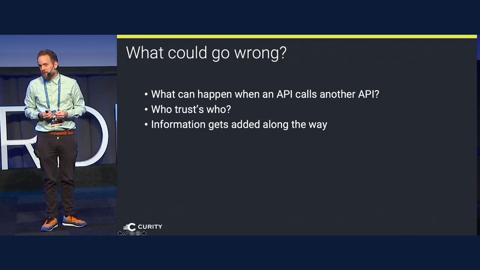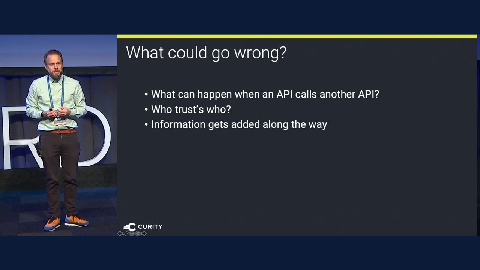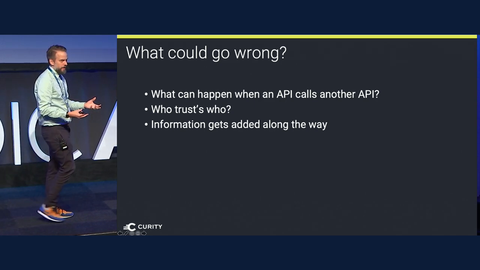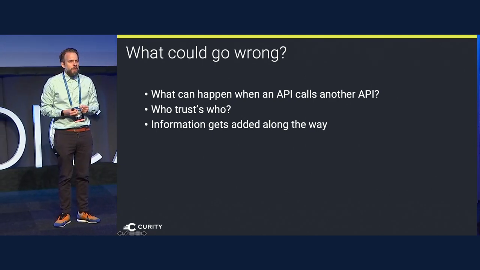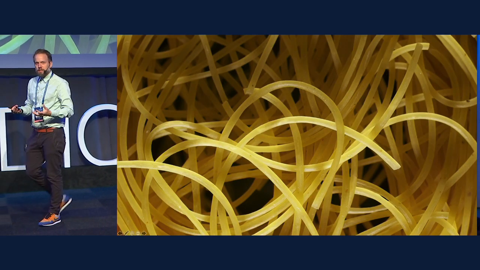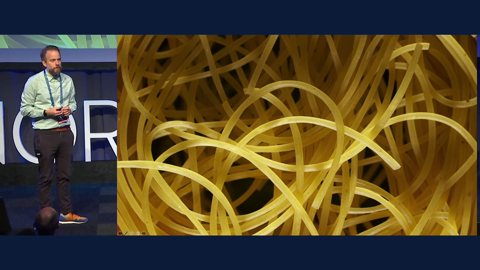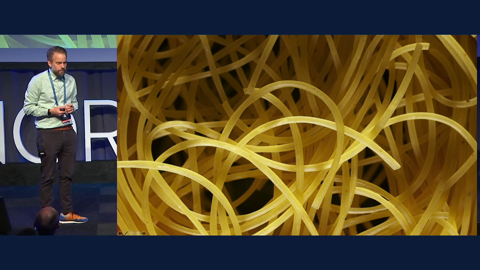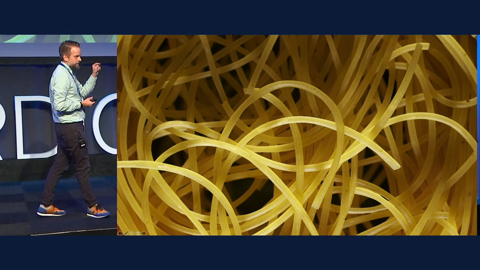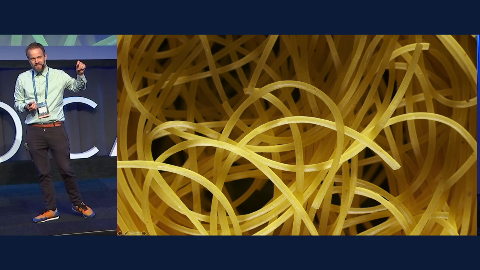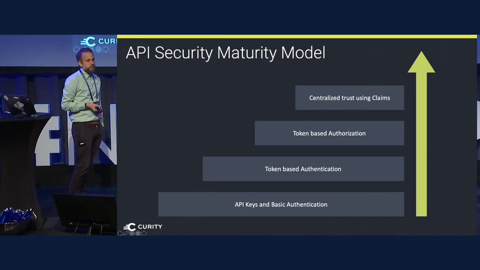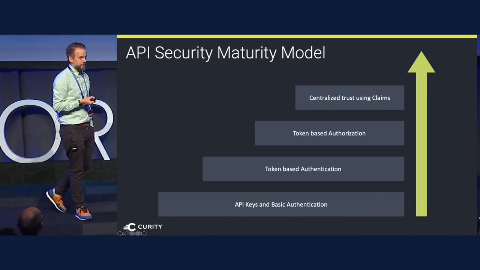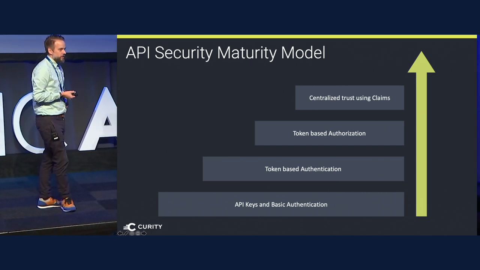Who trusts who is a better question to ask yourself. Where does information come from? Who can add it along the way? As you start looking at this, when you have your API infrastructure in front of you, and seeing where does information get added, you kind of end up in something we call the spaghetti of trust. It's super hard to untangle. Every place where you start adding information, you add a new piece of spaghetti. And everybody has to rely on that information. That brings us to the last step of the API security maturity model. Centralized trust using claims.